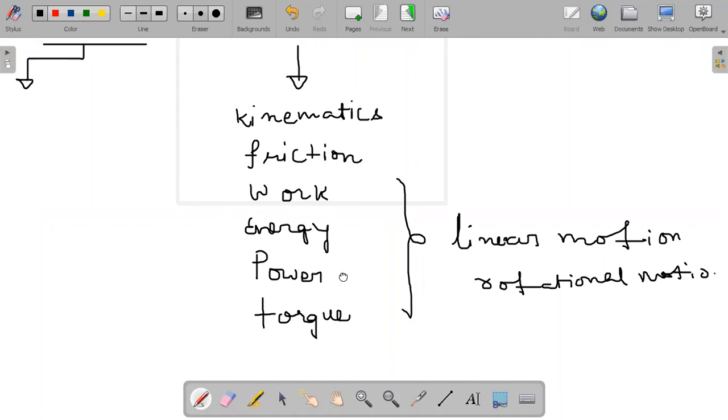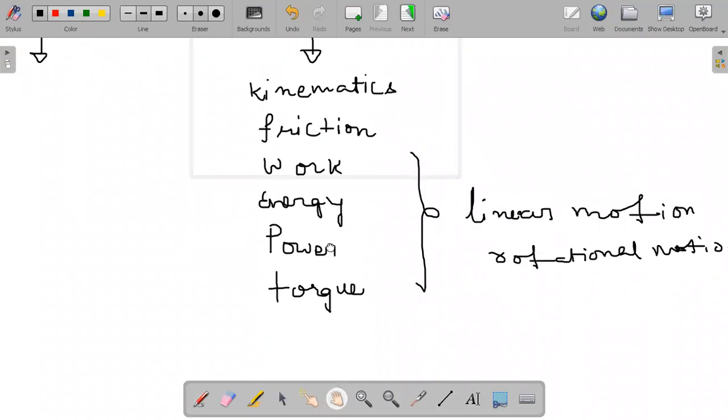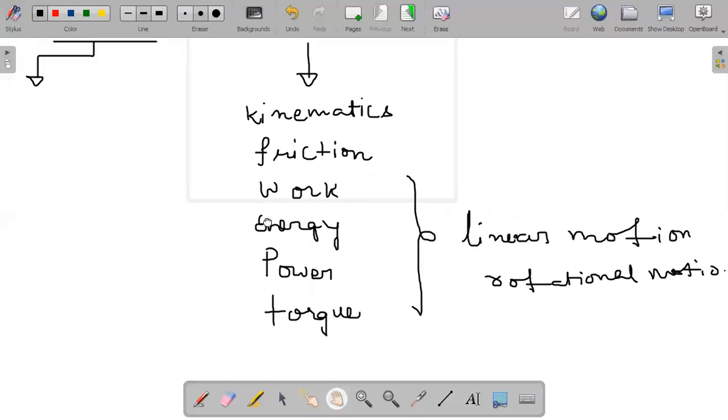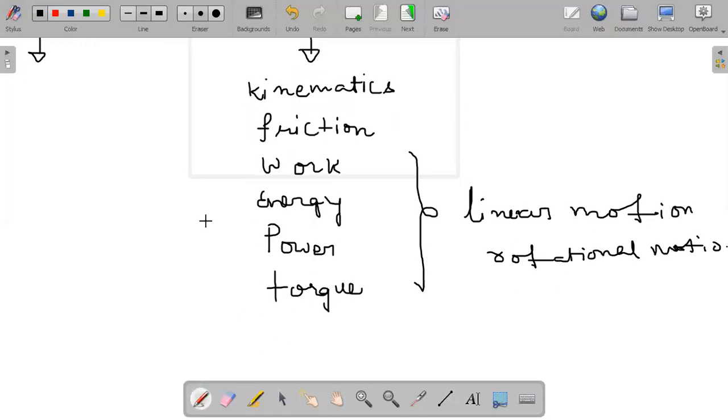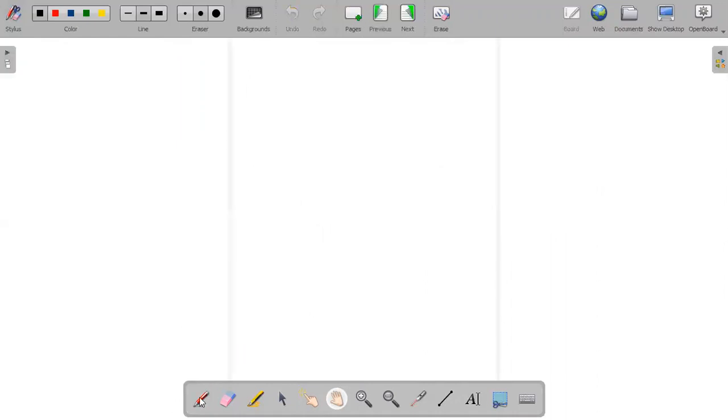ठीक है, so in the first class we will solve some questions that came through the basics only, from this subject only, in previous year GATE. So first basics से start करते हैं, kinematics.